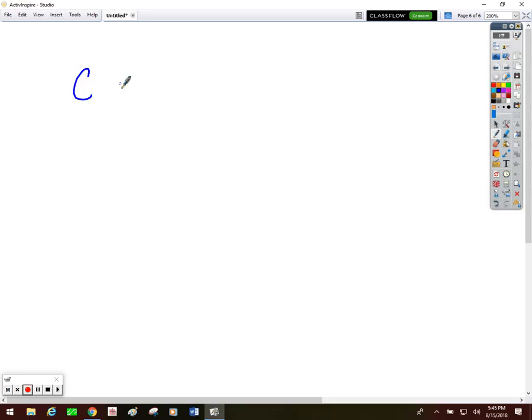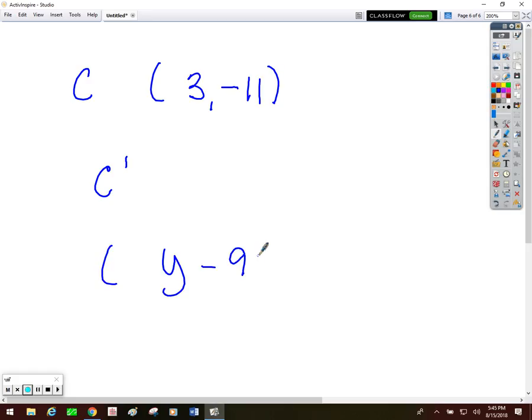What if I go with C is at 3, negative 11, and I want to know what C prime is after the translation notation y minus 9. Okay? I want you to take a second, pause the video, and see if you can come back with an answer for this one. Okay? Alright, welcome back. So if you look up here, I only have one direction. I don't have anything to do with the x variable at my x coordinate at all. So all I'm going to do with that x is bring it straight down because I don't have anything to do to it.